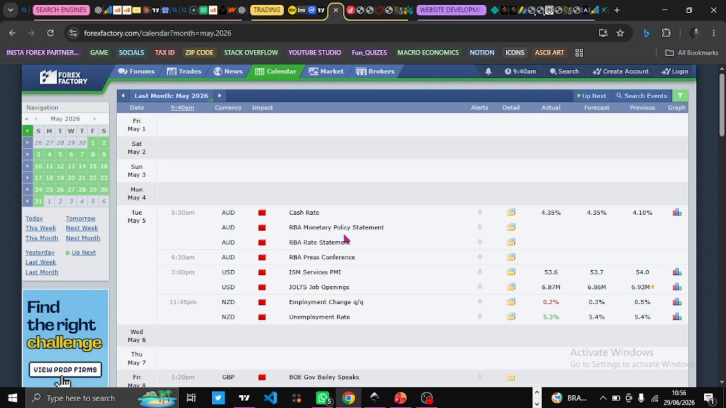So I'm going to be looking at this very one more especially. Now let's take for example, on Friday, there was no news. On Saturday there was no news. On Sunday there was no news. On Monday there was no news.